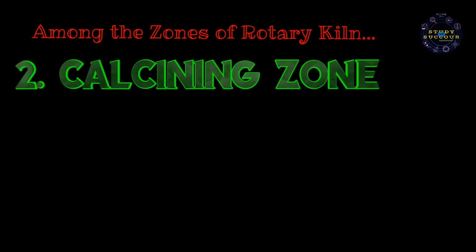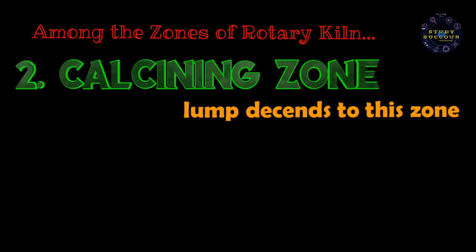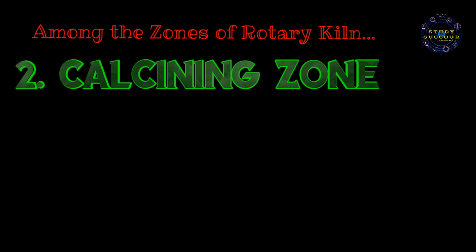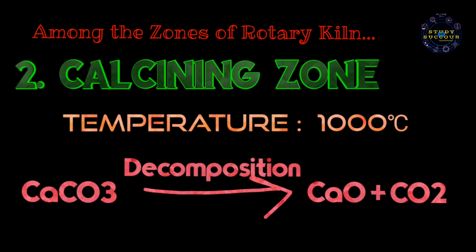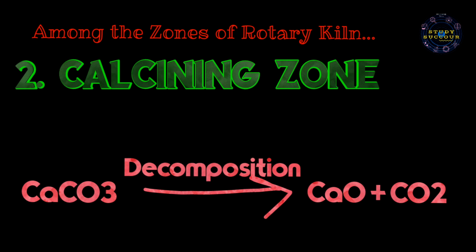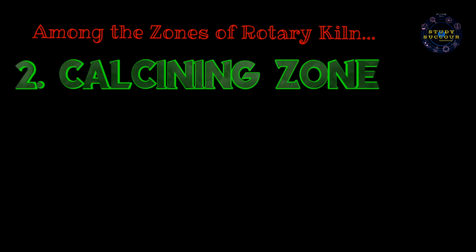Now after the drying zone comes the calcining zone. Now this lump descends to the calcining zone. In the calcining zone the temperature is approximately 1000 degrees Celsius. Here decomposition occurs, decomposition of calcium carbonate to calcium oxide and carbon dioxide, that is CaCO3 to CaO and CO2. So the equation is CaCO3 heat CaO plus CO2 gaseous.